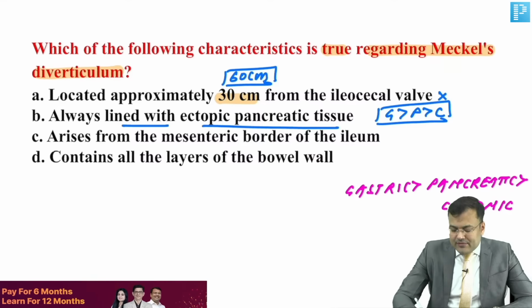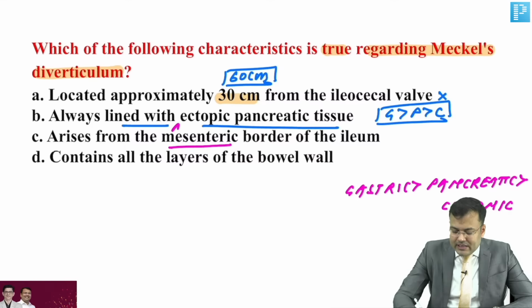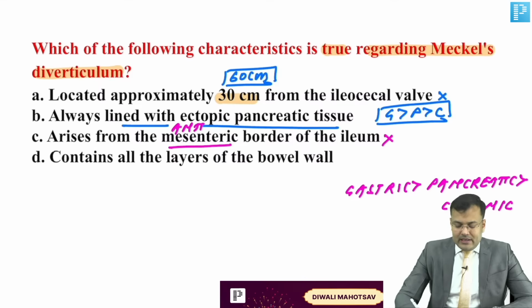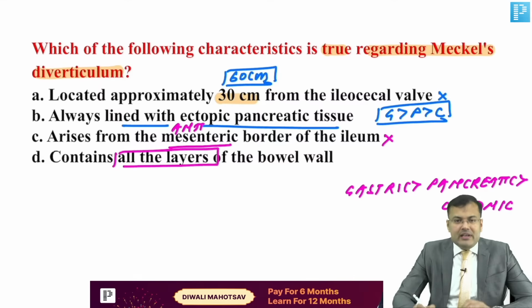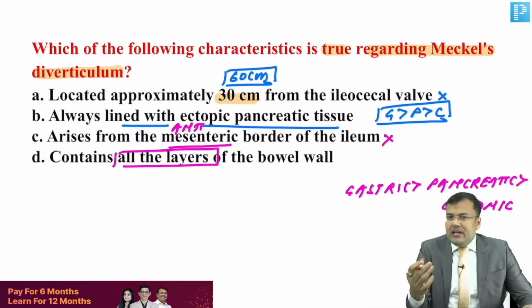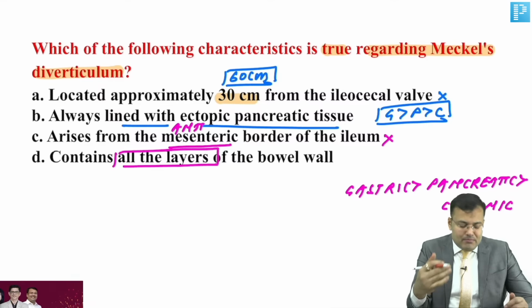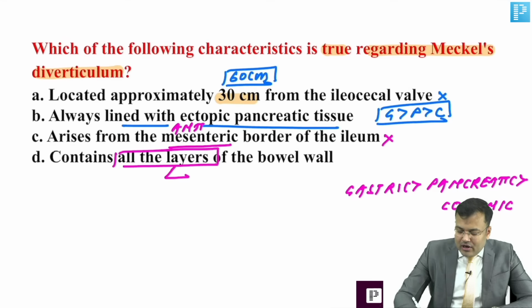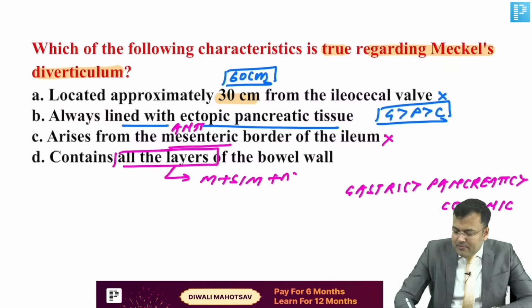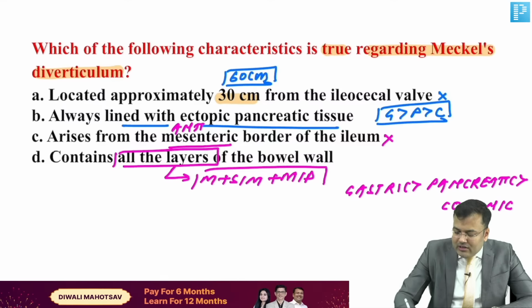Next, it arises from mesenteric border. Actually, it arises from anti-mesenteric border. So, this is also incorrect, and contains all the layers of bowel wall. Yes, because it is a true diverticulum, and a true diverticulum contains all the 3 layers: mucosa, submucosa, muscularis propria. So, all 3 layers are there.